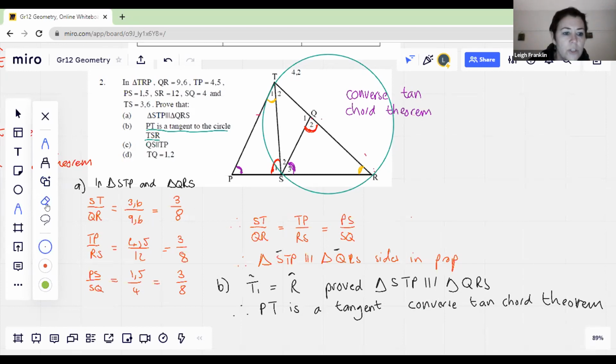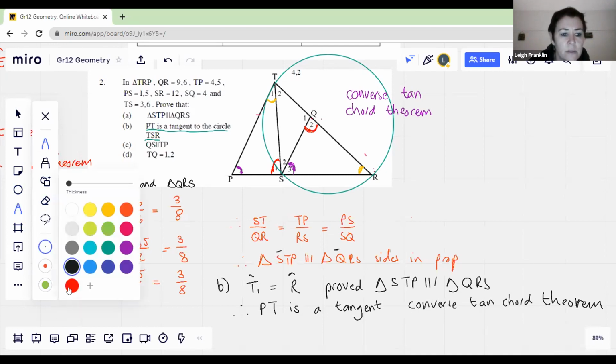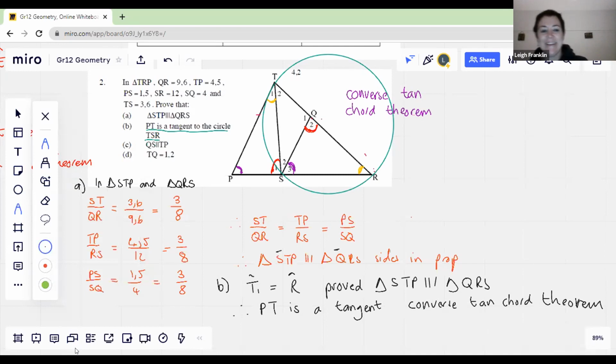Okay. What do you think, Matrix? How do you feel about that? Ma'am. Yes, Mihle. Ma'am, so when we also have to prove for a cyclic quad, the reason would be converse of cyclic quad. Yes, absolutely. So when you're proving a quad is cyclic, it's either converse angles in the same segment, converse exterior angle of cyclic quad, or converse opposite angles of a cyclic quad are supplementary. Okay, thank you.